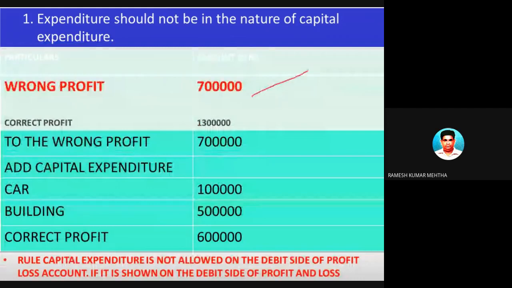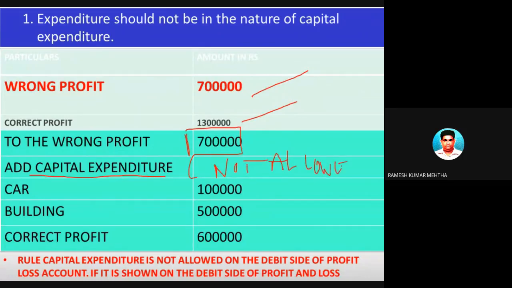So the wrong profit was 7 lakh rupees. The right profit is 13 lakh rupees. To the wrong profit, which is 7 lakh rupees, add capital expenditures which are not allowed. So please remember, these are not allowed, as I already discussed. What you have to do? Add. So 1 lakh and 5 lakhs. If you add, the correct profit is 13 lakh rupees. So you get the right profit as 13 lakh rupees.